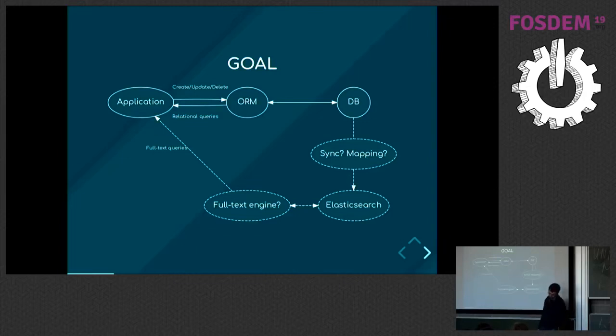The question then becomes how to trigger the synchronization and how to map the relational world to the document world. In the relational world, you may have data which is spread out over several tables, whereas in the document world, you would want to have as much as possible in a single document to minimize the need to do joins, and ideally to not do joins at all.